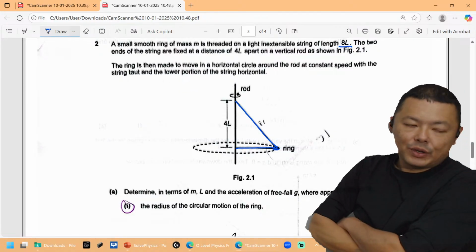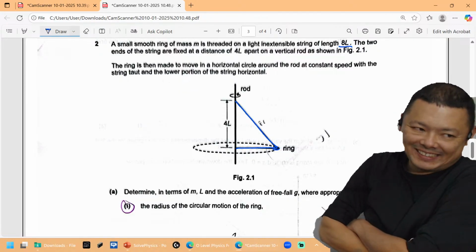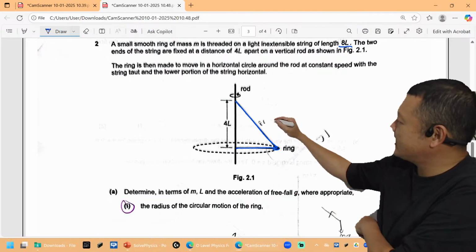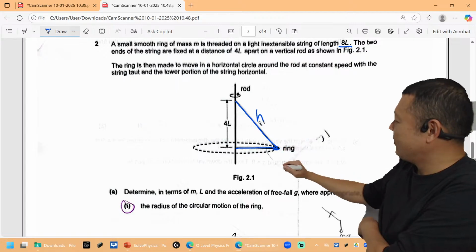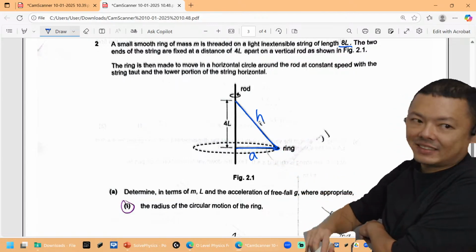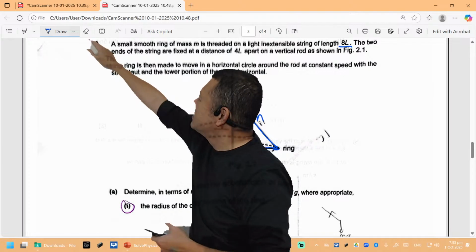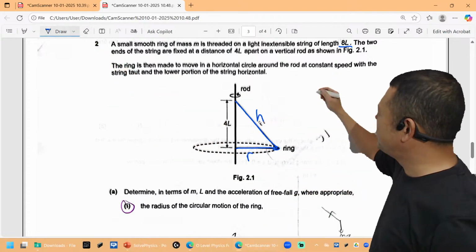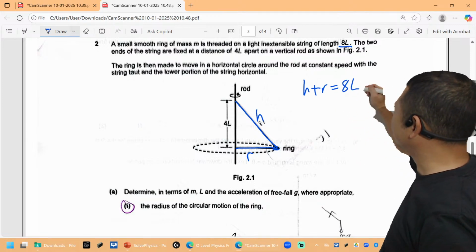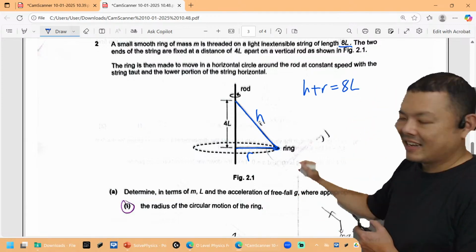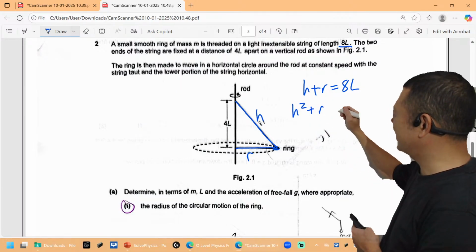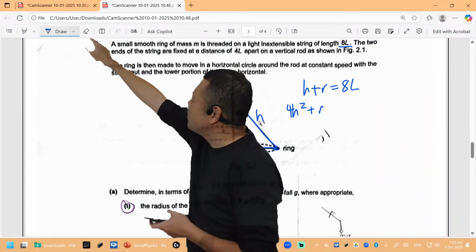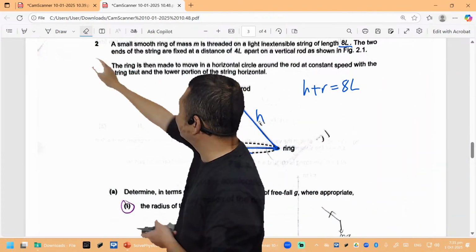You're not going to like this, but it's basically just math. Let's call this the hypotenuse, H, and this the adjacent, R. Basically, H plus R equals 8L. And then 4L squared plus R squared equals H squared.